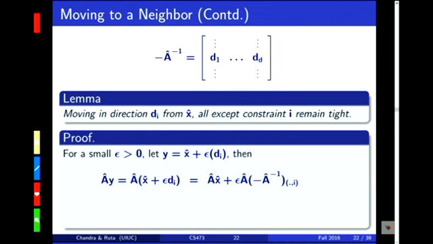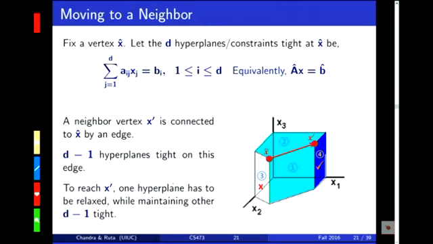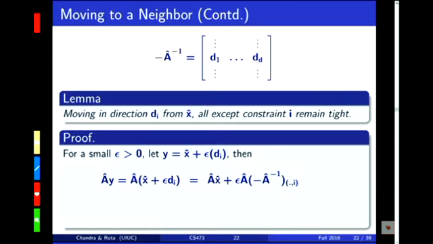Okay, so if you look at the ith column of this matrix, let's call it di. Then I claim that from x hat, if you move in this di direction, then you keep all constraints tight except the ith constraint in this system A hat x equals B hat. That means that except i, all other hyperplanes remain tight when I move from x hat in this direction di. Okay, so why is that?